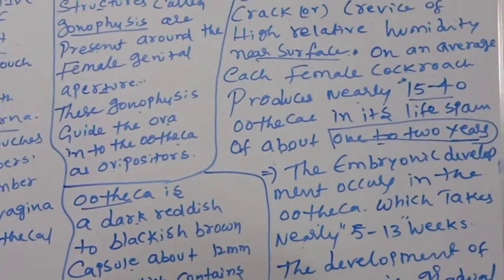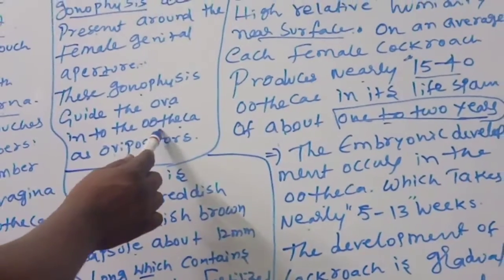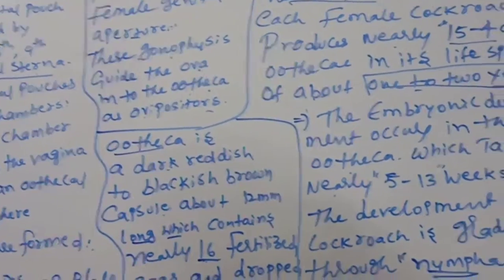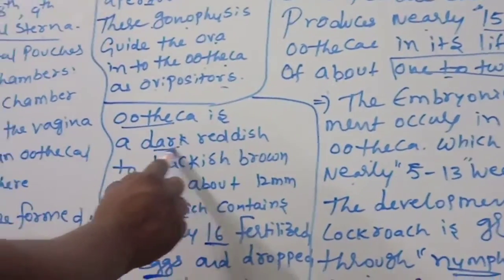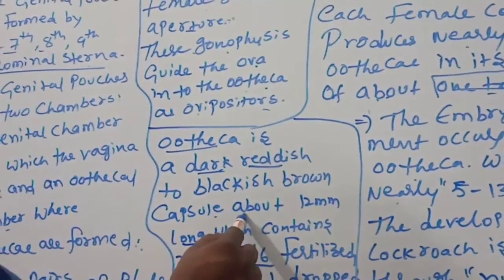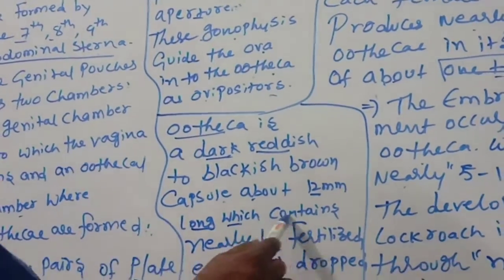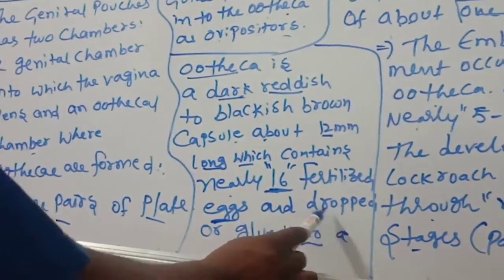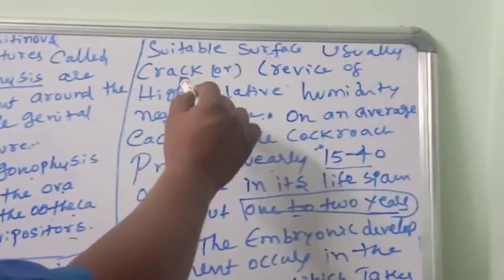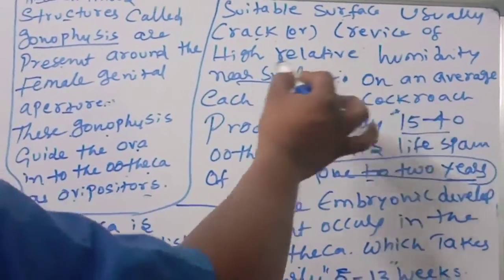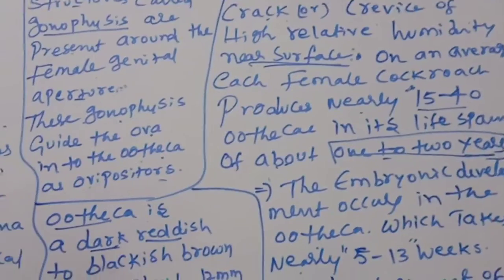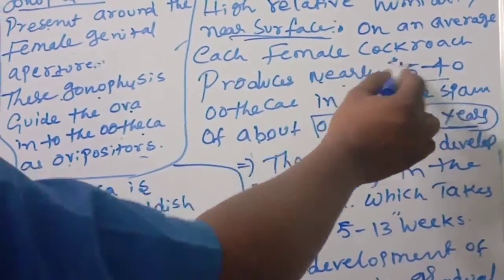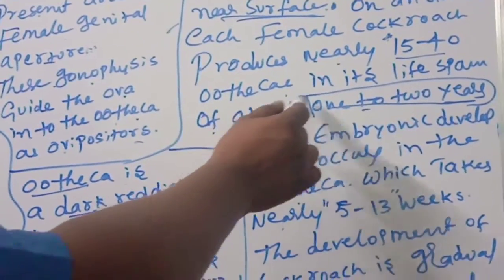These gonophyses guide the ova into which one? The ootheca, as ovipositors. The ootheca is a dark reddish to blackish brown capsule about 12 millimeters long, which contains nearly 16, very important, 16 fertilized eggs, and is dropped and glued to a suitable surface, usually a crack or crevice of high relative humidity near the surface. Humidity is a must because hatching is important. On average, each female cockroach produces nearly 15 to 40 oothecae in its lifespan of about 1 to 2 years.